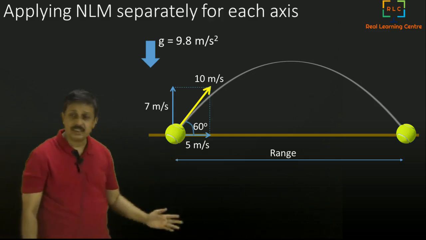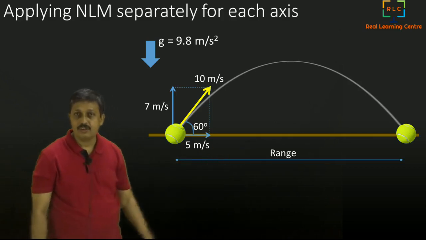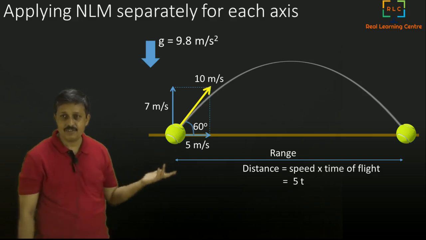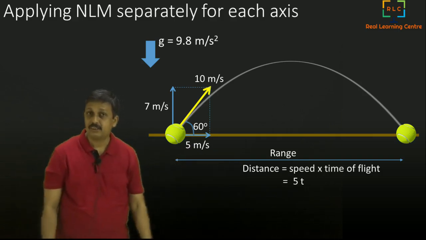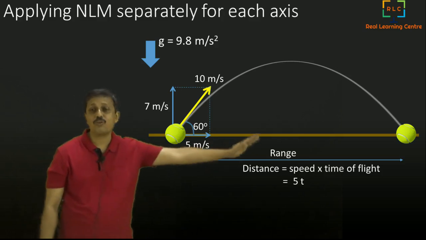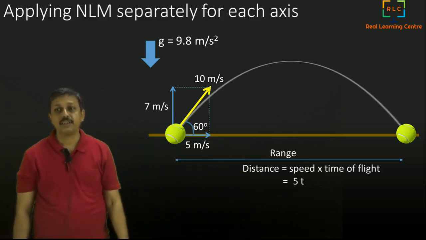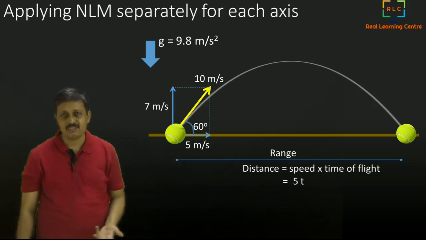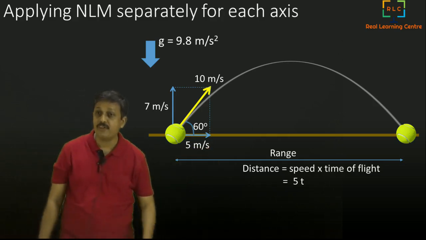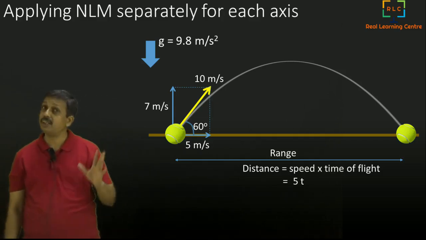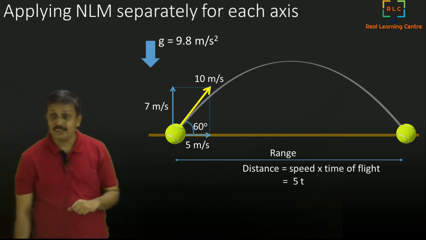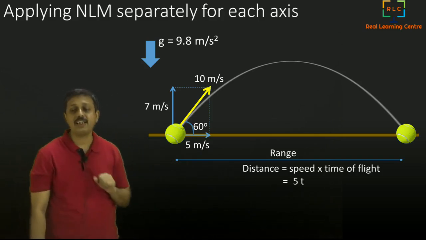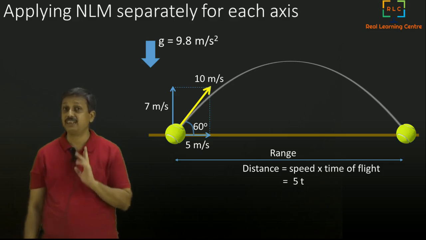You have a constant velocity, and you want to calculate how much distance it has traveled. What do we do? Distance traveled is equal to speed times time of flight. So I will call the speed 5 and the time t. We don't know the time, so just call it t. So 5t. But that is not the range we want. We want it in terms of meters. If we somehow know t, then we can calculate the distance very easily.